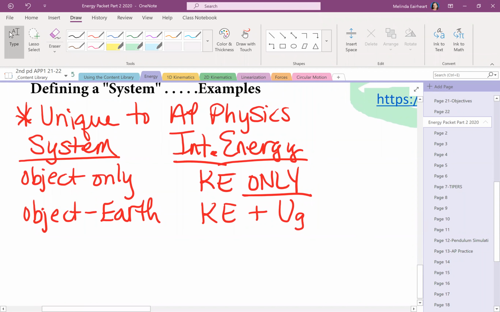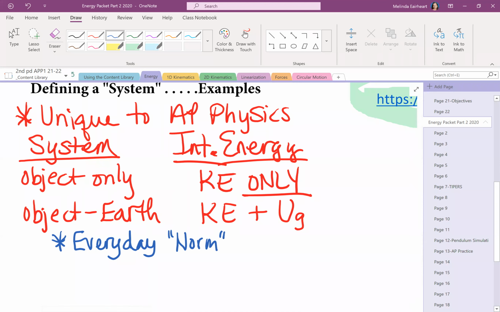Okay, and by the way, I'm going to put another little asterisk here. This is the everyday norm. If you Google about systems, if you Google transfers of energy, this is the everyday norm. Even in this class, most of the situations, if they don't get nitty-gritty, this is the norm. We typically always include potential. When you're high up on the Empire State Building, you have height. Gosh, that's a lot of potential energy, right? And so this is the everyday norm, to include potential.